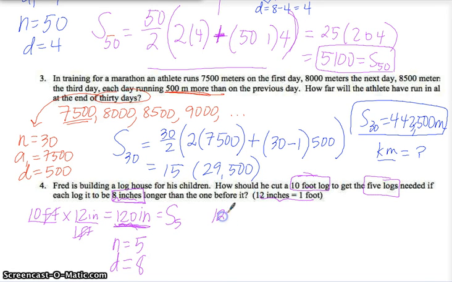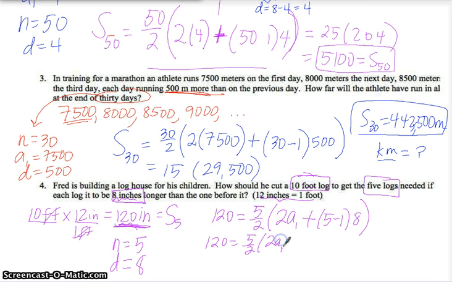So we do 120 equals, this time we're going to put our 120 here, that equals 5 divided by 2 times twice a sub 1. We don't know the first term, that's what we're trying to figure out. Twice times a sub 1, the first term, plus 5 minus 1 times our common difference of 8. Now we're going to simplify. So 120 equals 5 halves, I get twice a sub 1 plus 32.